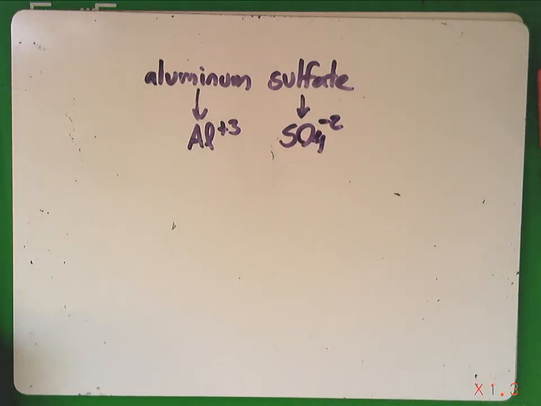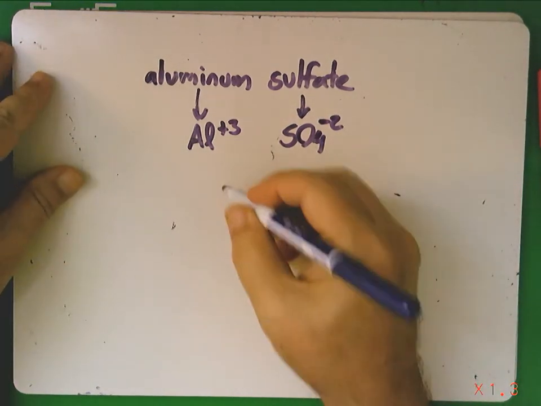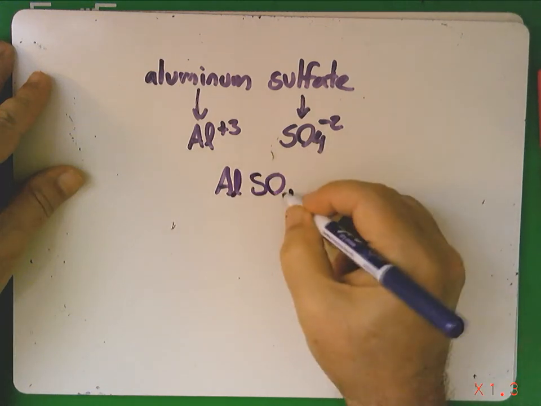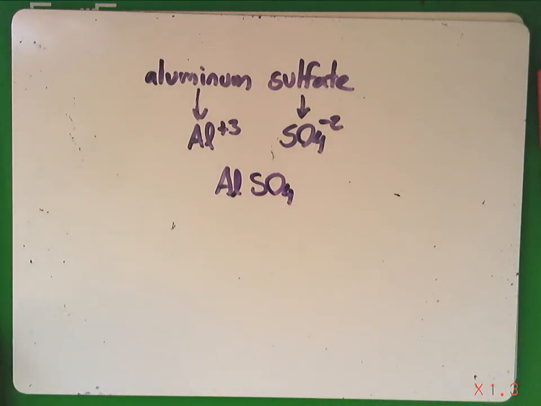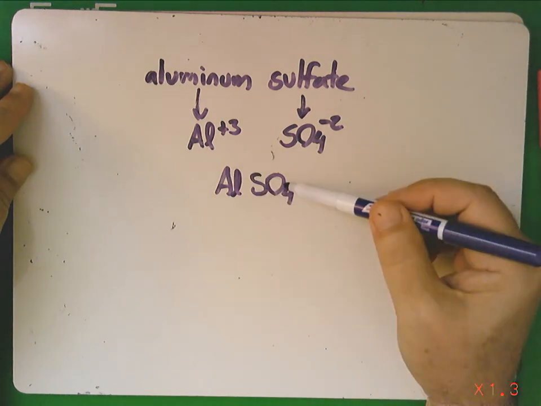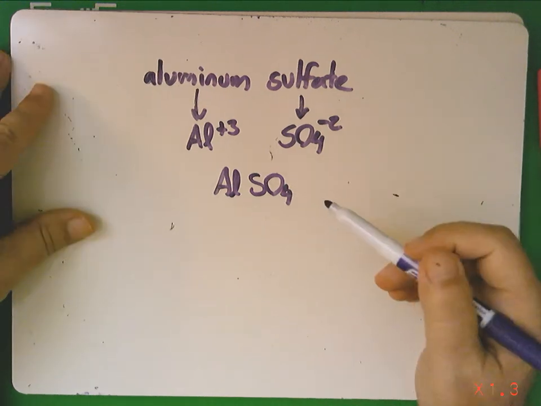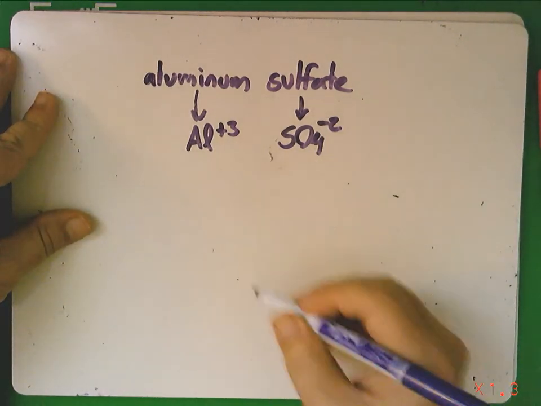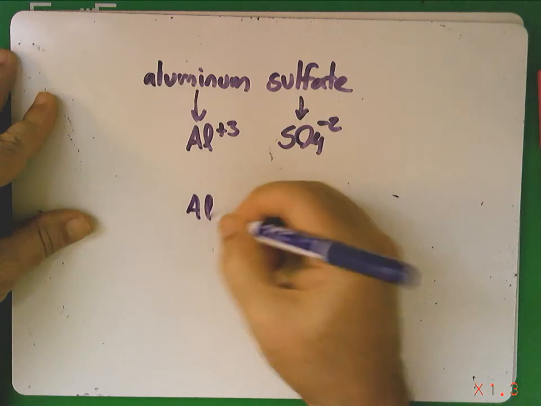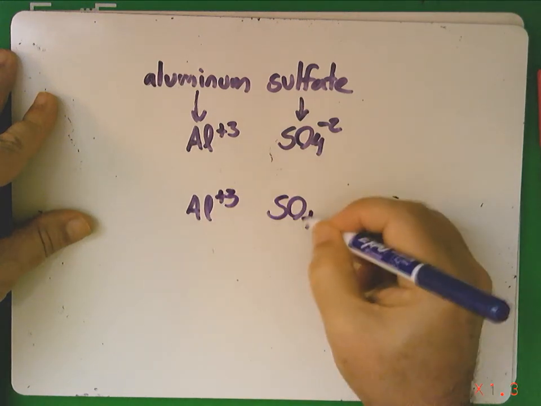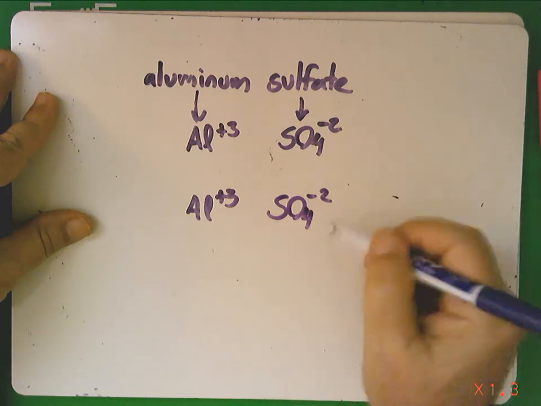Now, how do I put these together? I can't just throw these together like I did with the last one, because that won't work. I have a +3 charge and a -2 charge here, and they don't balance off. So they don't balance off.